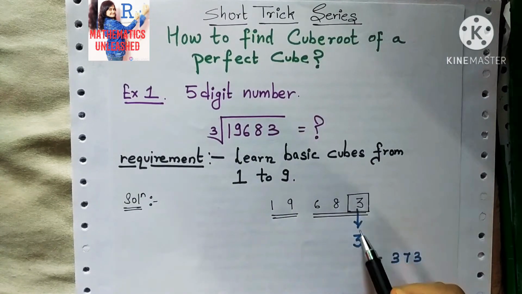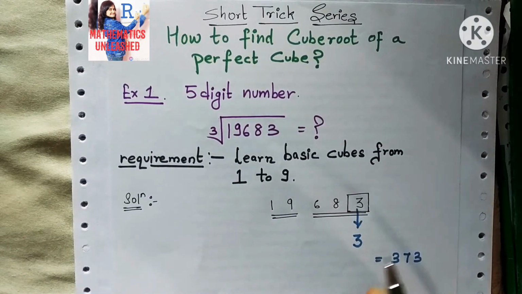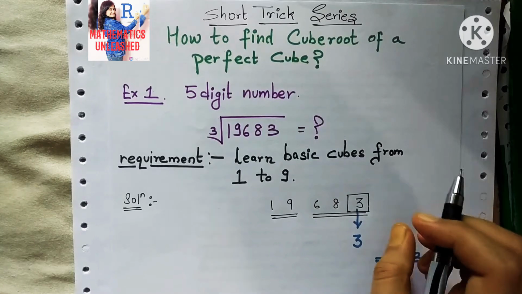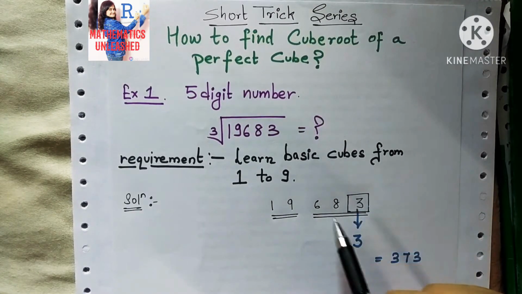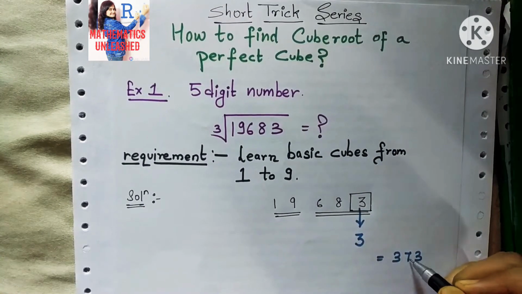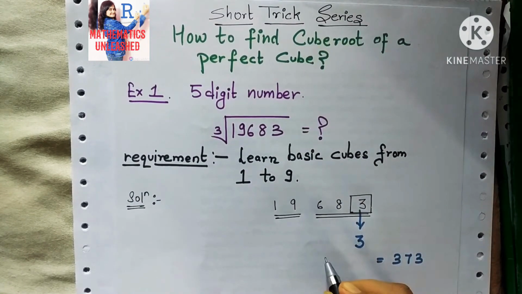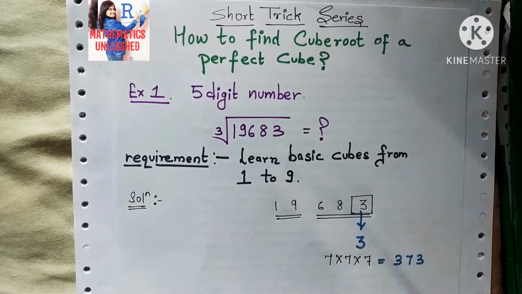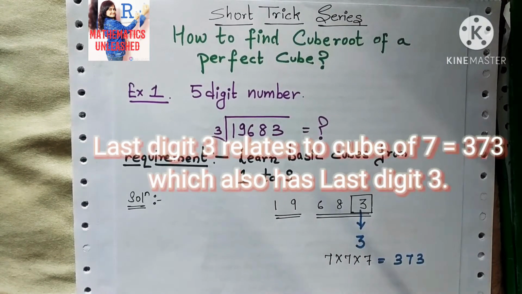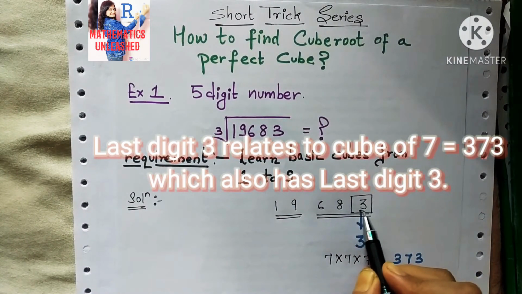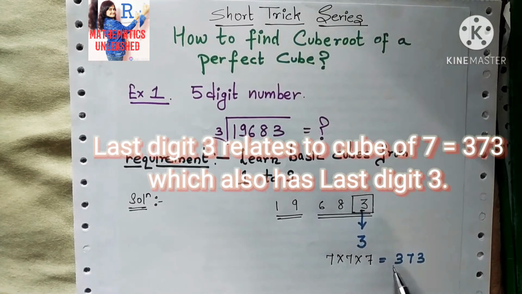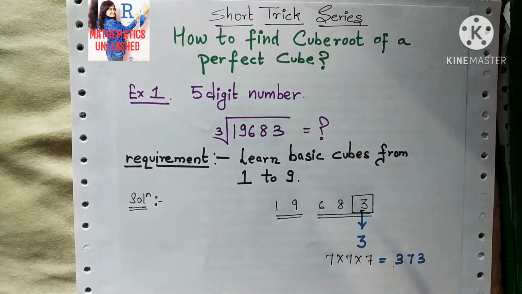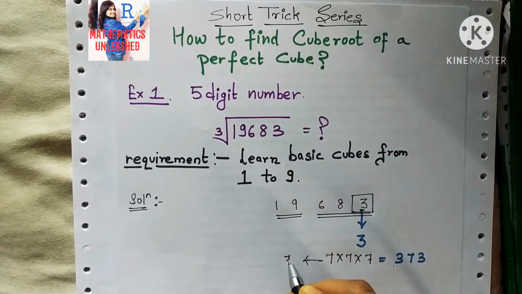At first, take the last digit, that is 3, and as we know, 343 is the cube of 7. That means this last place relates to the cube of 7. So we will take out 7 here.